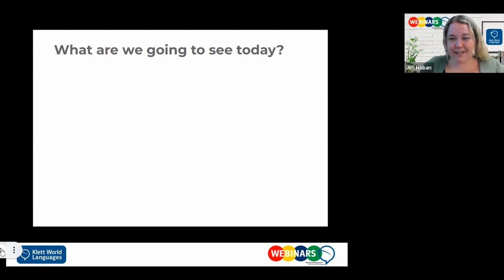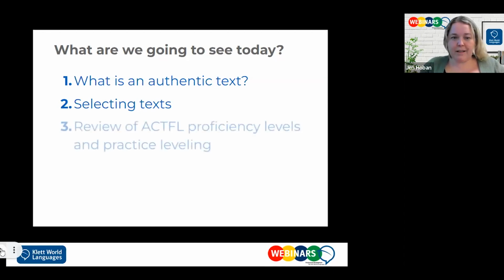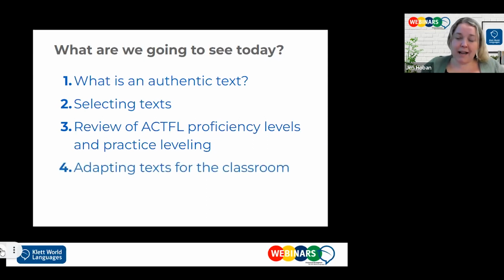We're just going to go through a quick agenda to say what we're going to be talking about today. So the first thing we're going to be discussing is what makes for an authentic text. It might seem obvious, but we want to make sure it's very clear for everybody. The second thing we're going to talk about is how to select texts that are appropriate for your classroom. The third thing we're going to do is review the ACTFL proficiency guidelines. I'm going to do some practice leveling where you'll be able to participate and guess the levels of different texts. We're going to talk about how to adapt text for the classroom. So if you find a text that's not quite right, but has a lot of good bones, we're going to talk about how to make it right for your classroom.